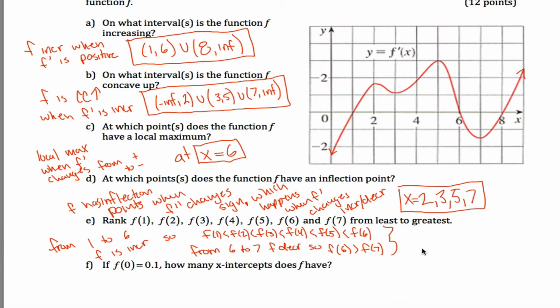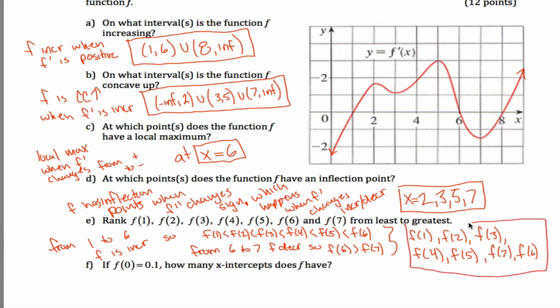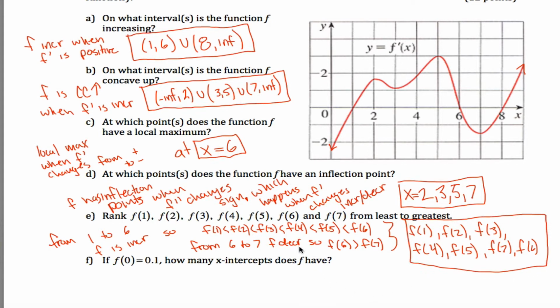I don't know. Maybe I'll say final ranking. I got f of 1 is the smallest, then f of 2, then f of 3, then f of 4, then f of 5, then f of 7, and then f of 6. I think that's a pretty tricky question.